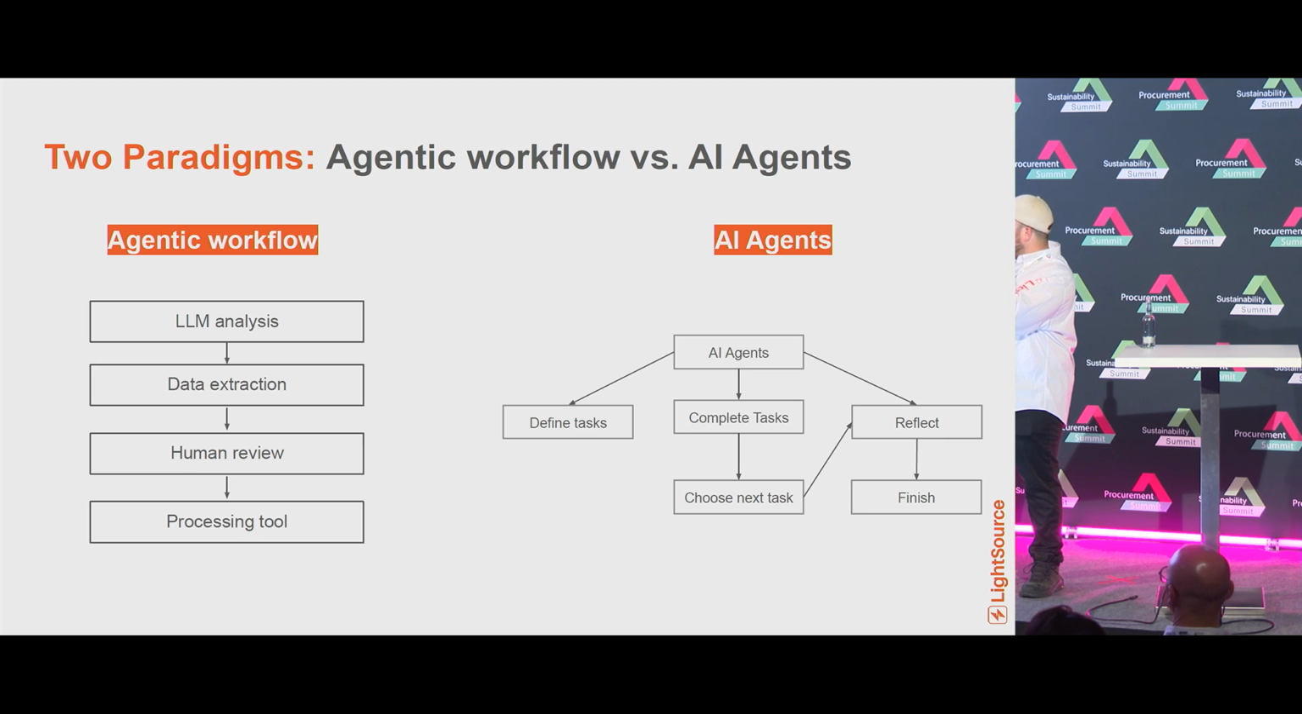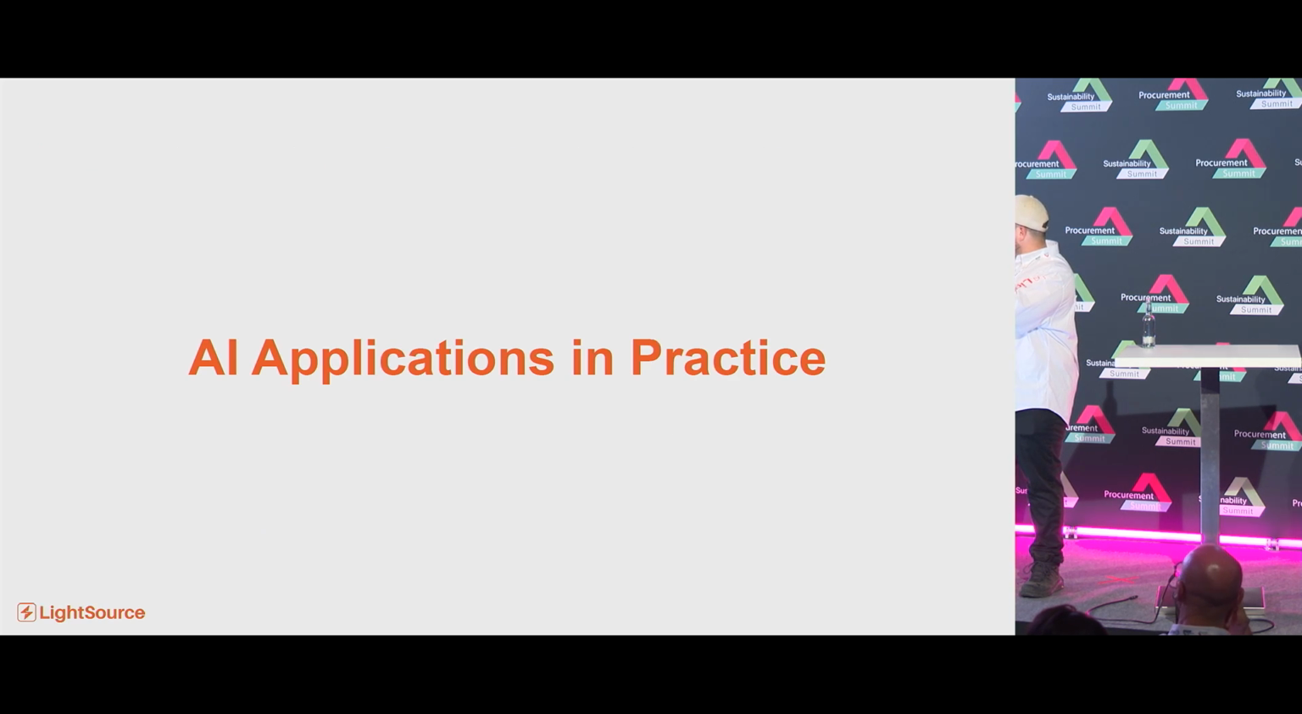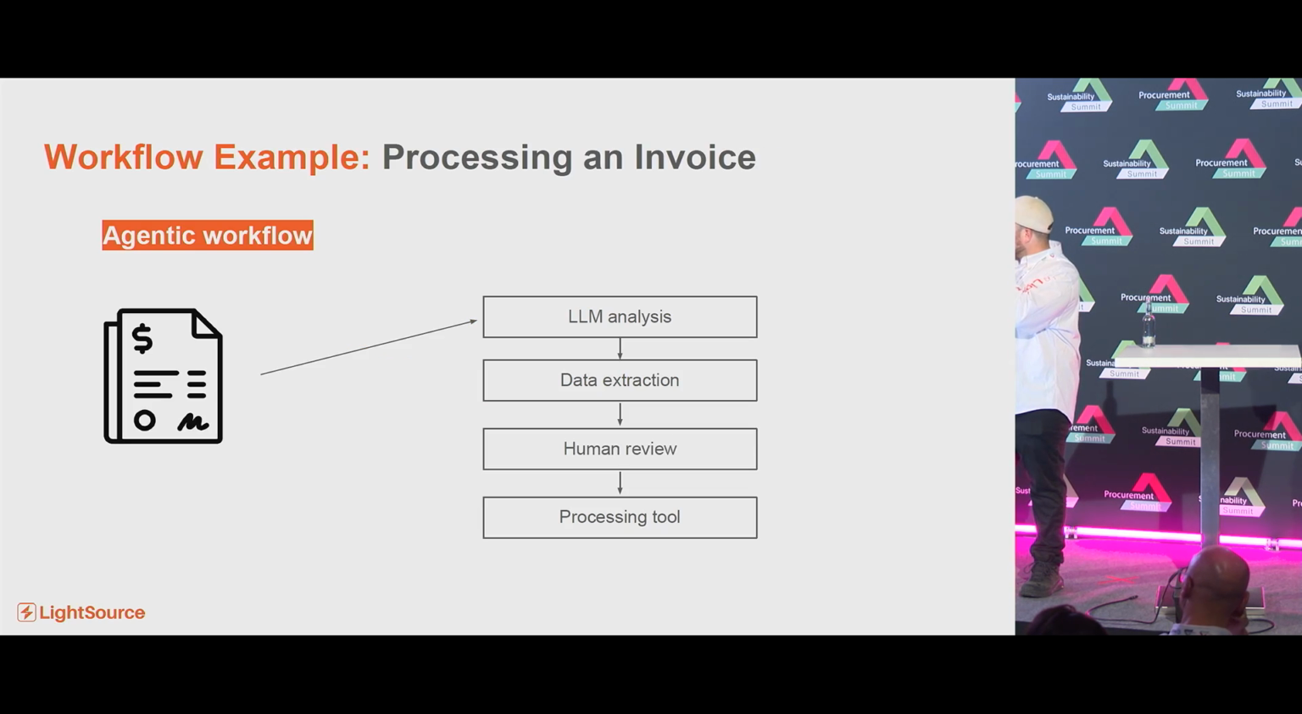So you can imagine document extraction. You do an LLM analysis, you do data extraction, there's human review, and then you have some set of processing steps. Versus a true AI agent, where you might have a set of agents that define a task, complete those tasks, choose the next task, then reflect, and then make a decision about whether they've achieved the goal state. So let's talk a little bit about applications in practice. For an agentic workflow, you may have seen examples like processing an invoice. This is a good example. You might use LLMs to actually extract the key information because it's nice that machines can now read documents.